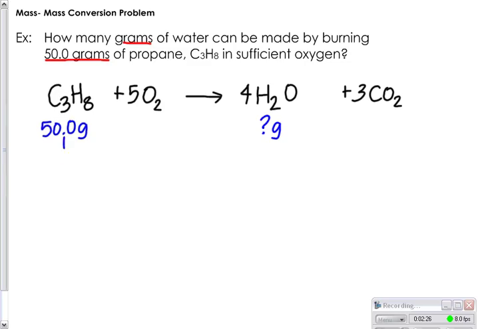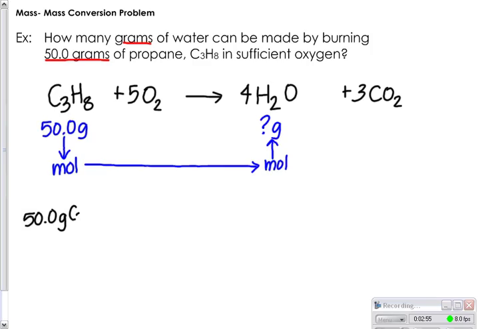You always start with the given, and you want to convert from grams of that given to moles. So in this case, grams of C3H8 to moles of C3H8. Then once we have moles, we want to convert it to moles of water, and then lastly to grams of water. So this gives you the pathway that you should follow. We're going to start out with the number that was given, 50.0 grams of C3H8.